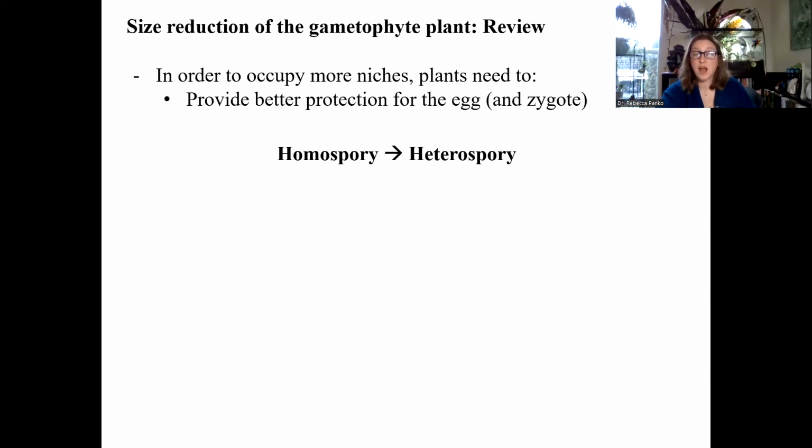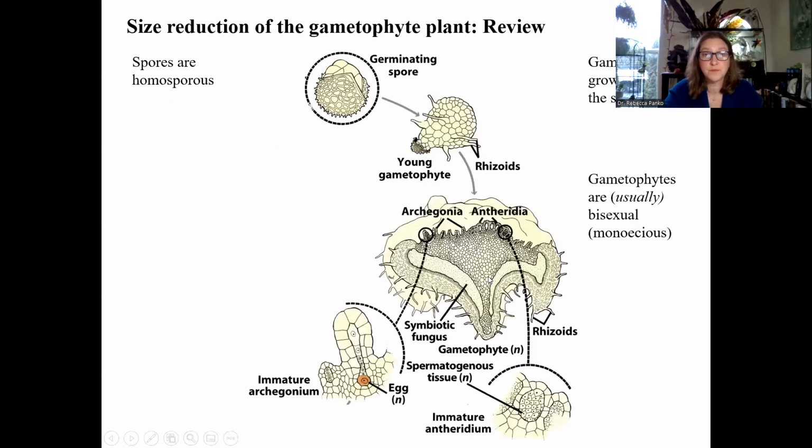So the top of the slide says size reduction of the gametophyte plant. And it says, in order to get to that ultimate goal, we have to make the egg on that gametophyte plant better protected, and then the zygote too. But we can't get there unless the sporophyte plant is a heterosporous sporophyte plant. So this is Lycopodium.